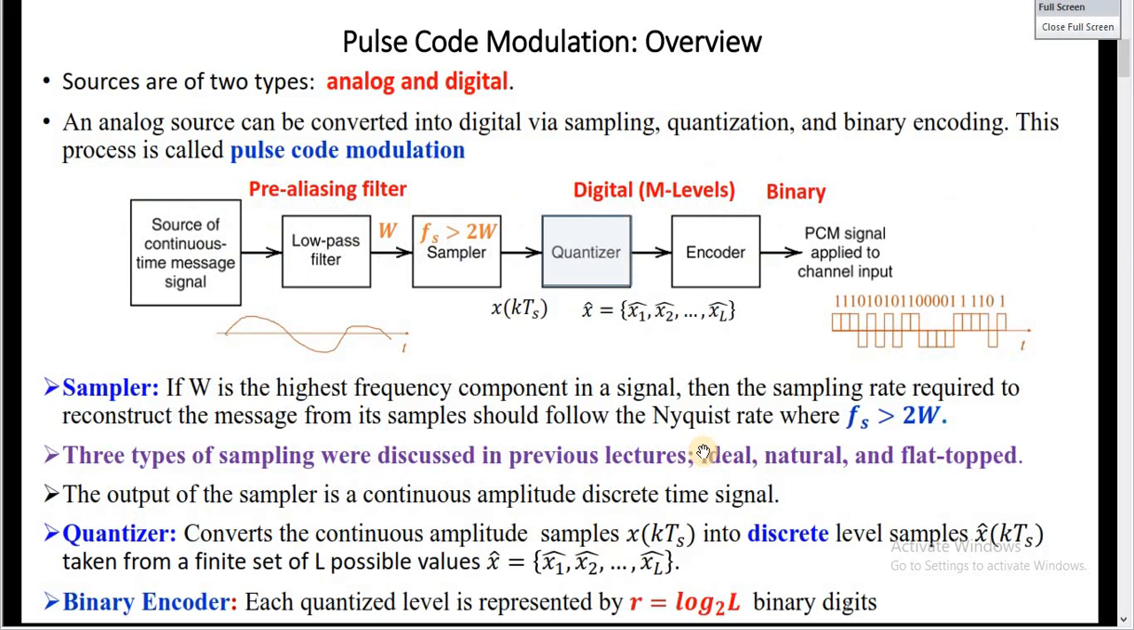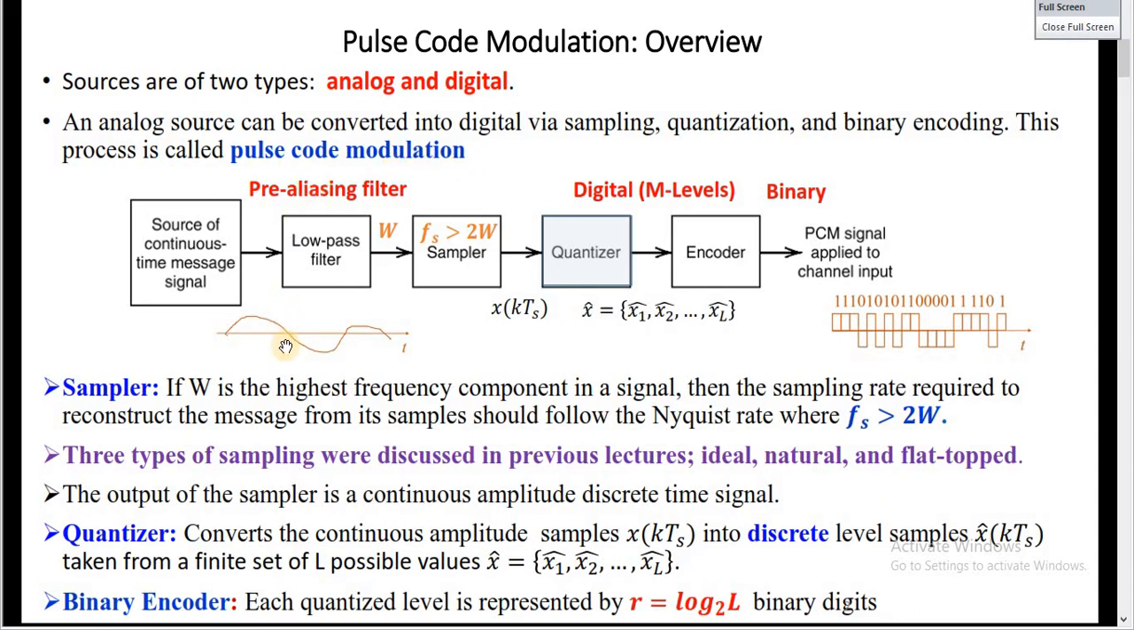First, let us take a few minutes to have a general overview of the main components that make up the pulse code modulation system. As we have said in previous lectures, sources are of two types, analog sources and digital sources. The focus of this lecture, the preceding ones and the upcoming ones, is on the conversion of analog signals into digital waveforms. So an analog signal can be converted into a digital signal via the process of sampling, quantization, and binary encoding. This whole process is called pulse code modulation.